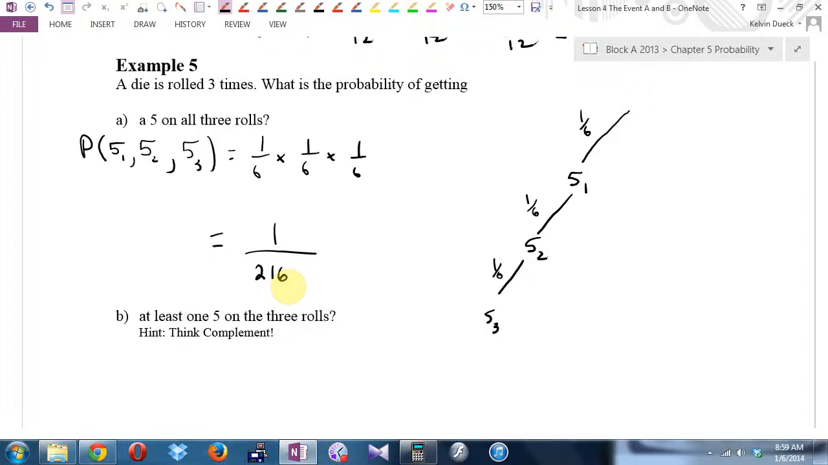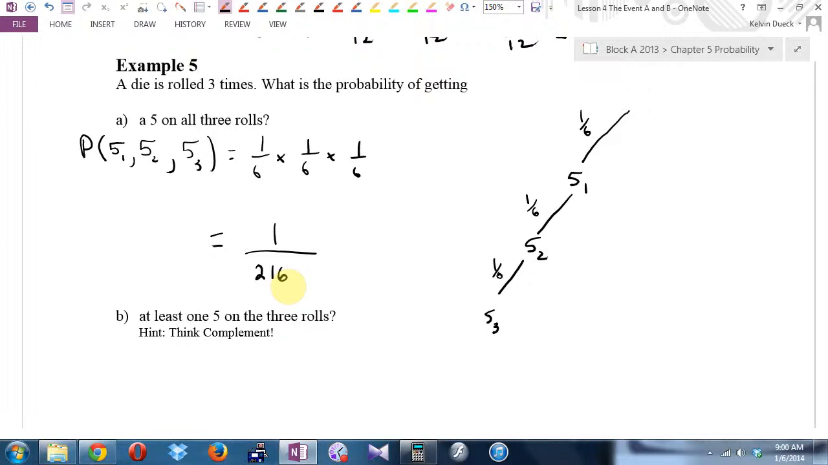Wait a minute. What did I say as a hint? Jacob, what did I say? Read that to me. At least. No. What did I say as a hint? Think complement. What's the complement? The opposite. What's the opposite in English of getting at least 1 5? Jordan, remove the words at least. No 5s. Okay? The complement to at least 1 is none.